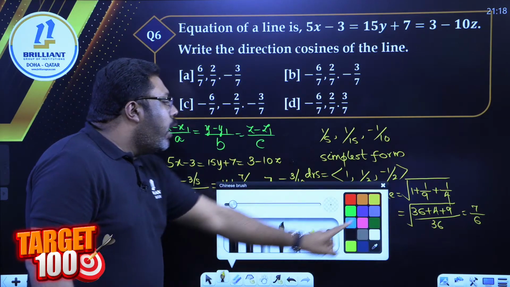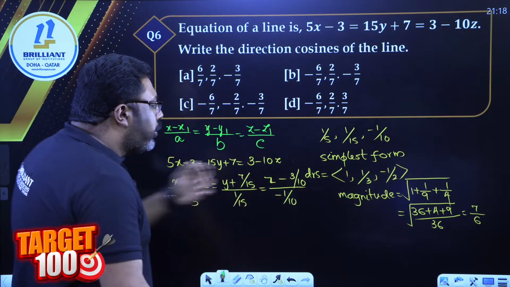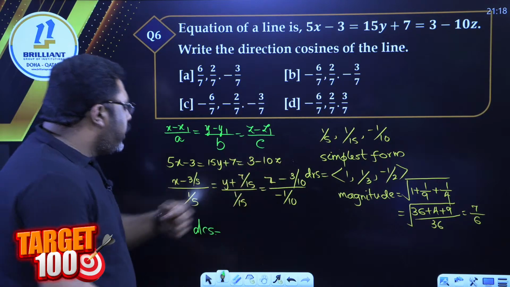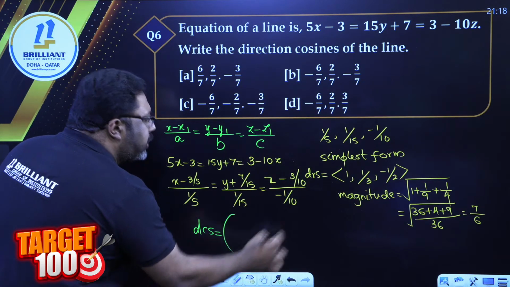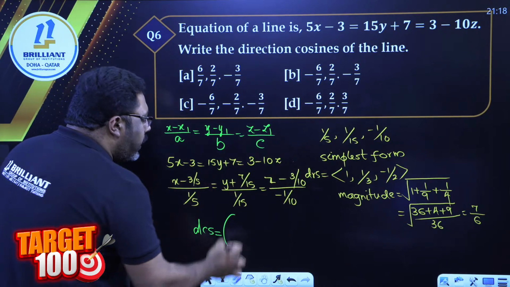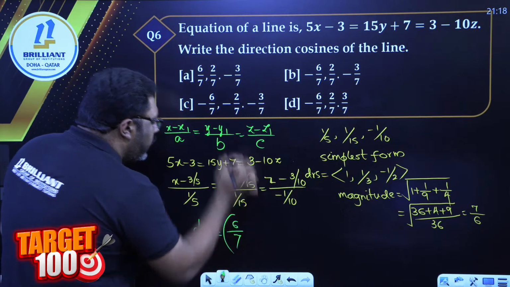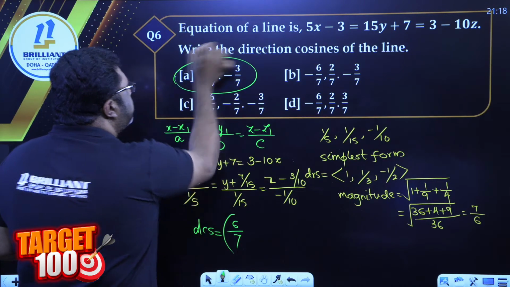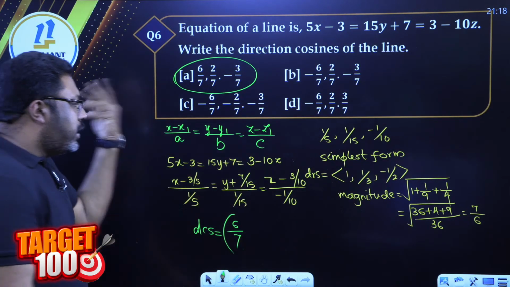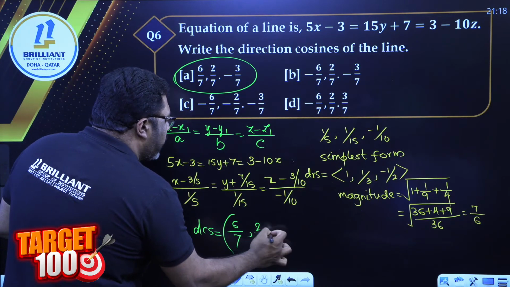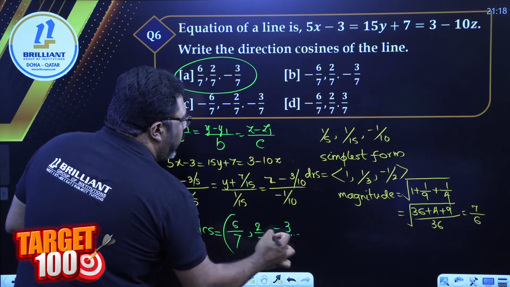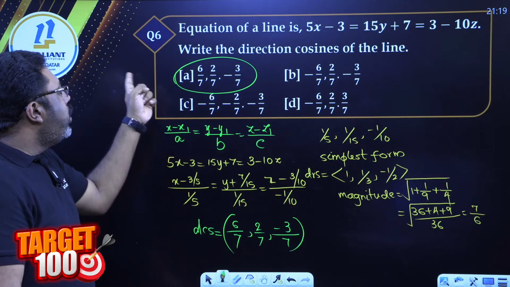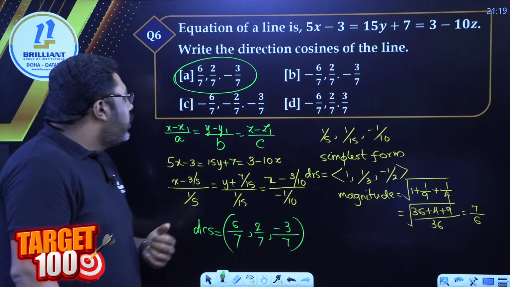Magnitude is ready. Now please tell me what's going to be my direction cosines. Each direction ratio is divided by its magnitude. So 1 by 7 by 6. The first direction cosine is 6 by 7. Answer already ready. I'm not going to be finding the others. If you want, you'll get the answer 6 by 7, 2 by 7 and minus 3 by 7. Because 6 by 7 is the first direction cosine which only exists for option A. I went with option A.